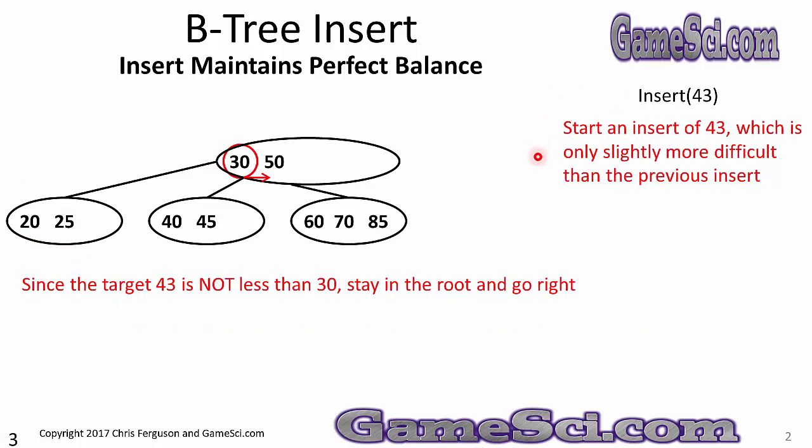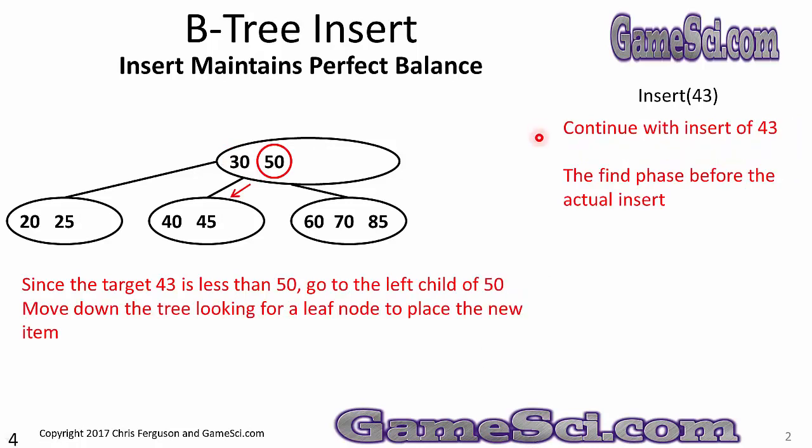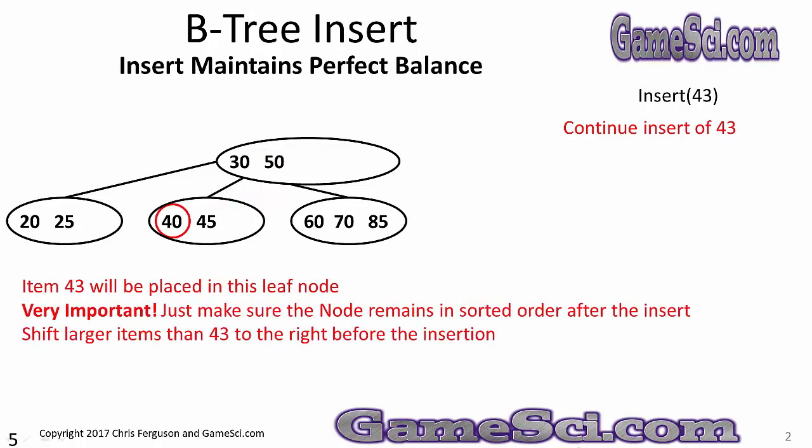Start an insert of 43, which is only slightly more difficult than the previous insert. Since the target 43 is not less than 30, stay in the root and go to the right. Continuing the insert of 43, this is the find phase before the actual insert. Since the target 43 is less than 50, we need to go to the left child of 50. Move down the tree looking for the leaf node to place the new item.